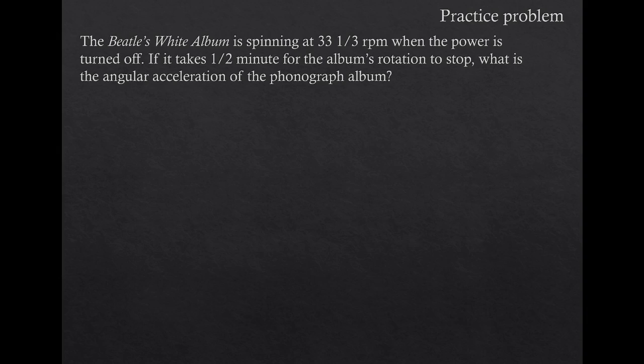So, great album, the Beatles' White Album is spinning at 33 1/3 RPM. So that's omega naught. It's 33 1/3 RPM. We'll get back to that. And the power's turned off. So it takes a time of a half minute, which is 30 seconds, for it to stop. What is the angular acceleration of the album?